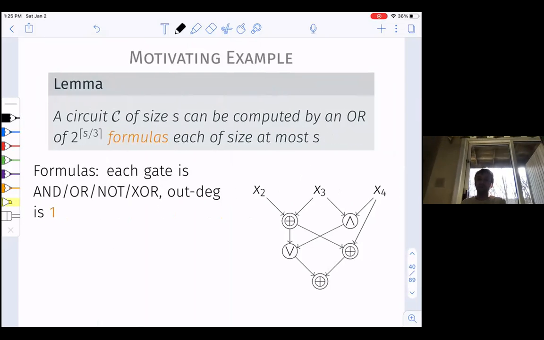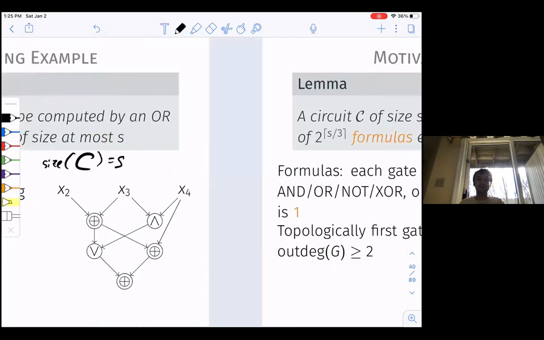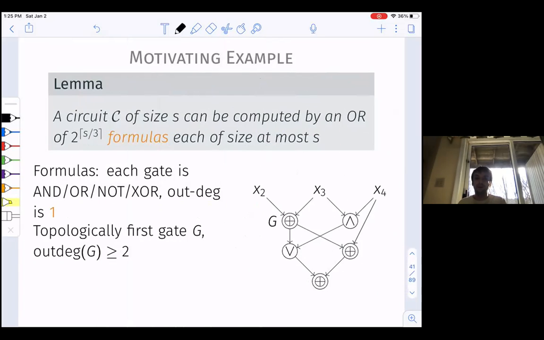How do I prove it? I look at my circuit of size S. So say this is circuit C of size S. And I find the topologically first gate that has out-degree 2. Here it will be, say, this gate G. It has out-degree greater than 1. Since this is the topologically first such gate, it means that whatever G computes is a formula, because all previous gates had out-degree 1, so they were computed by formulas. G can be computed by a formula, that's important.